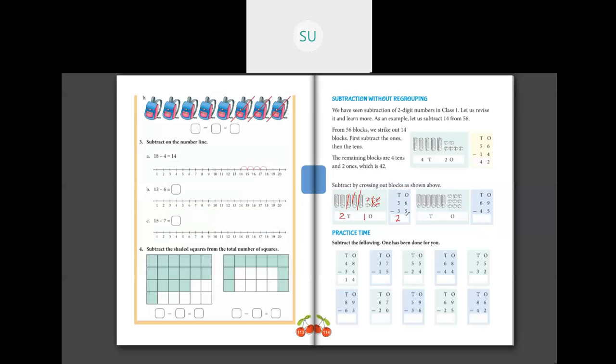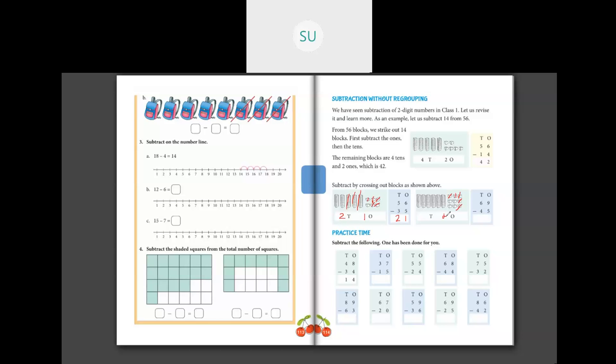Okay, next one, 69 minus 45. So in total here we have 69 blocks. In that we have to cross out 45 blocks. So first let's cut out the ones. So 5: 1, 2, 3, 4, 5. How many ones are left here? 1, 2, 3, 4. 4 ones are left.